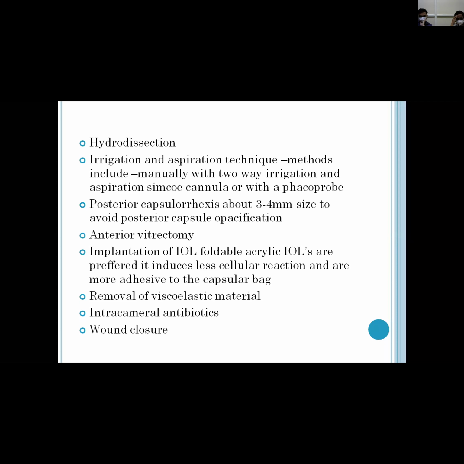It induces less cellular reaction and is more adhesive to the capsular bag. Removal of viscoelastic material and intracameral antibiotics are given. Wound closure is done.